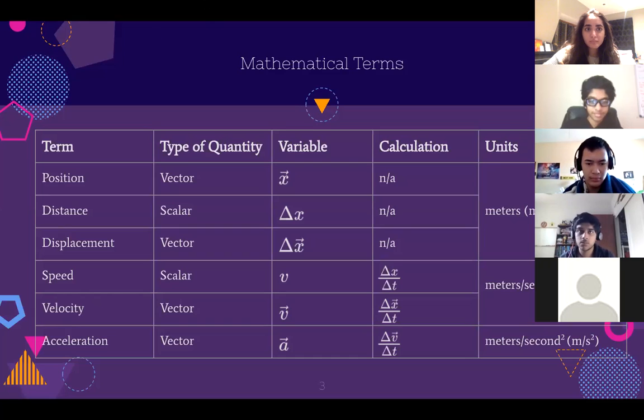Velocity is a vector given the variable v with a little arrow. It's given by delta x arrow over delta t and also measured in meters per second. And acceleration is a vector given a arrow and is calculated using delta v arrow over delta t. And it's measured in meters per second squared.